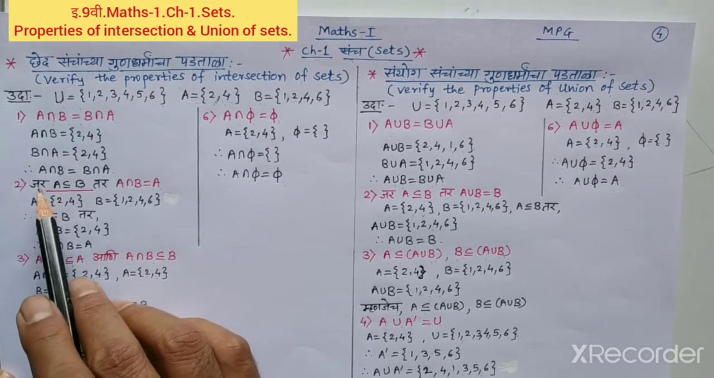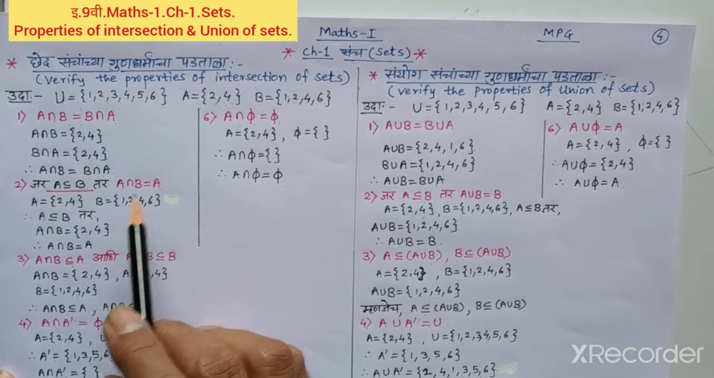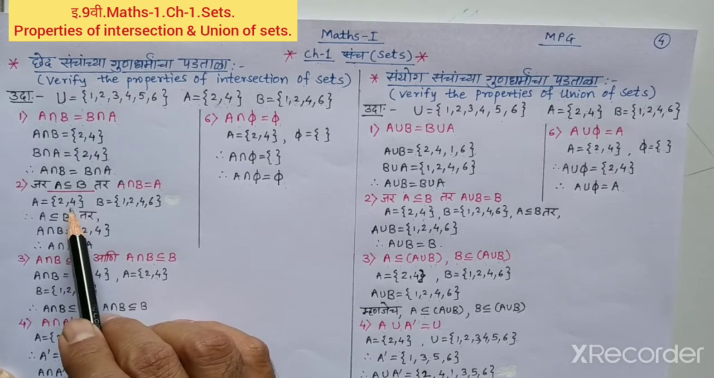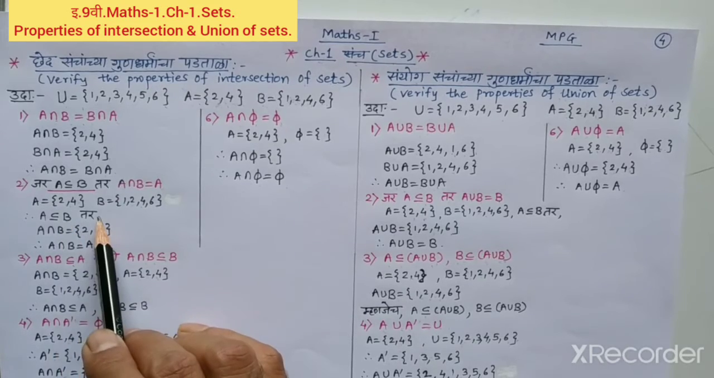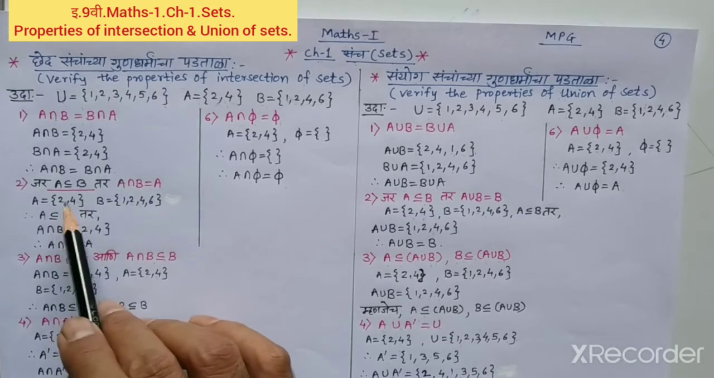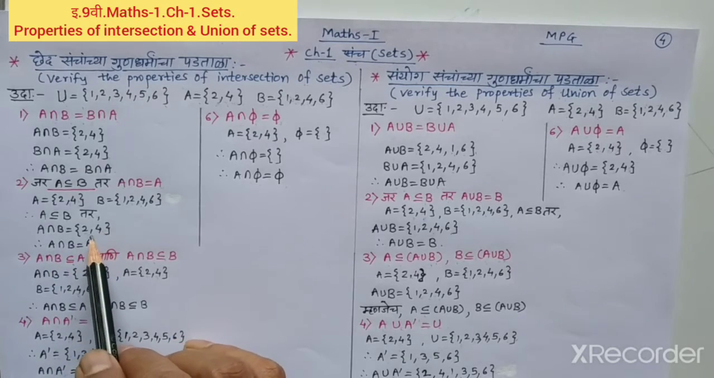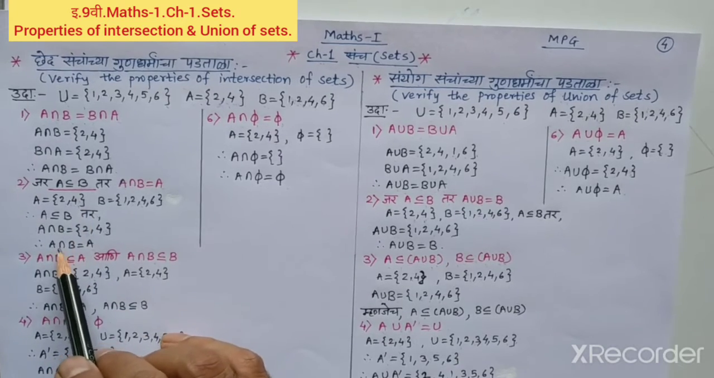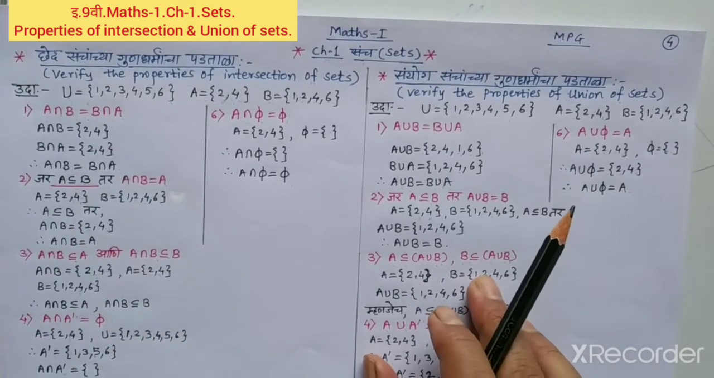Now consider the second property. If A is a subset of B, then A intersection B is equal to A. Here A is {2, 4} and B is {1, 2, 4, 6}, and all the elements of A are also elements of set B. So A is a subset of B. Then A intersection B means we have to take the common elements between A and B. So the common elements are 2 and 4. So A intersection B is equal to {2, 4}, and {2, 4} is nothing but the set A itself. So A intersection B is equal to set A. So the second property is verified.